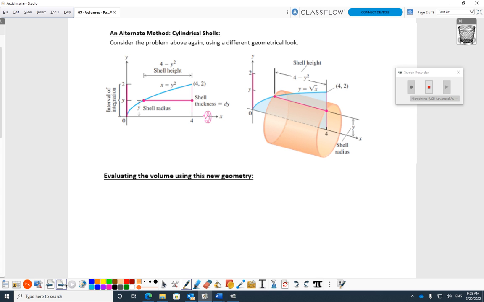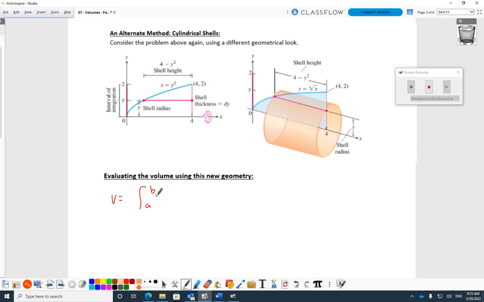It's this demo right here. Say there's going to be a whole bunch of shells that we're going to do all the way out. Yes? And each shell has thickness dy. A little bit of y. That's weird that it's now switched over to dy's, yes? But now, if we want to evaluate this volume using this new geometry, what we got to do is go, okay, volume equals integral a to b.